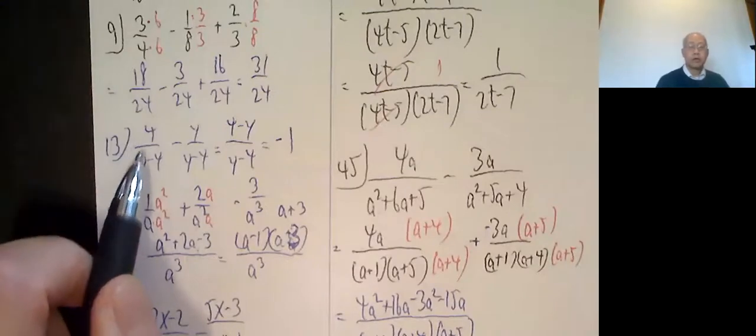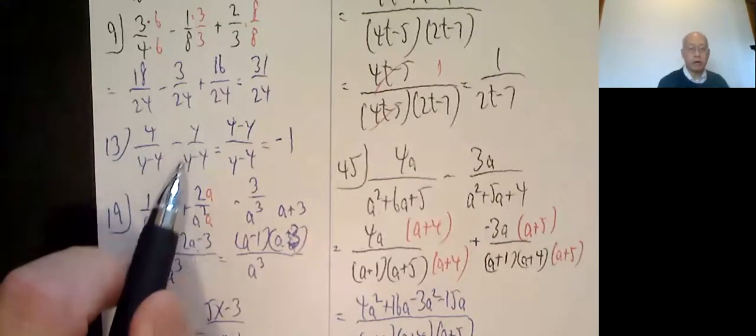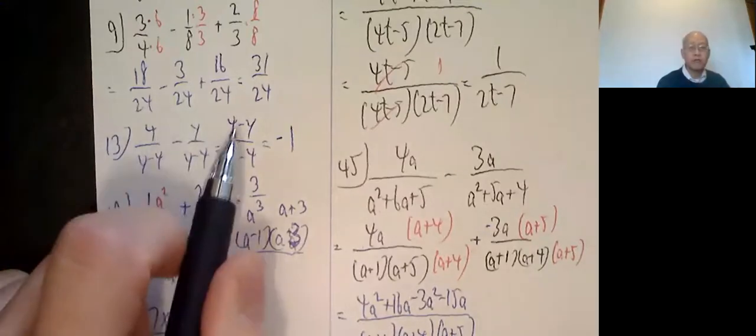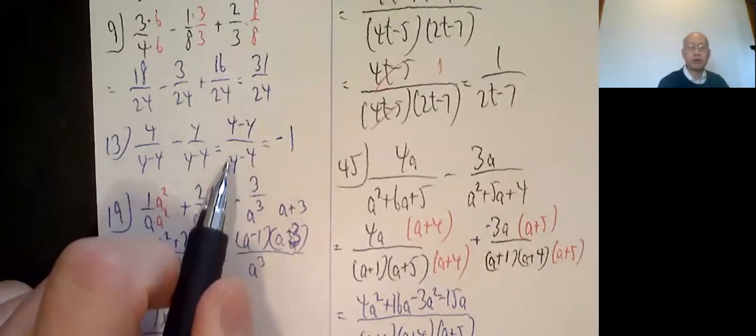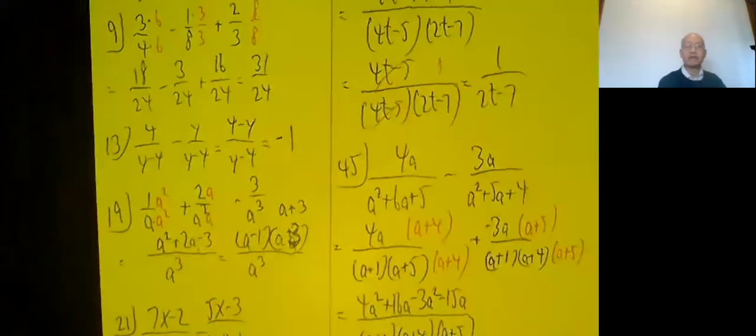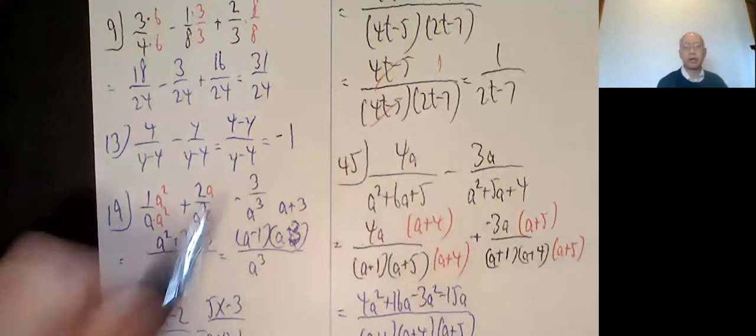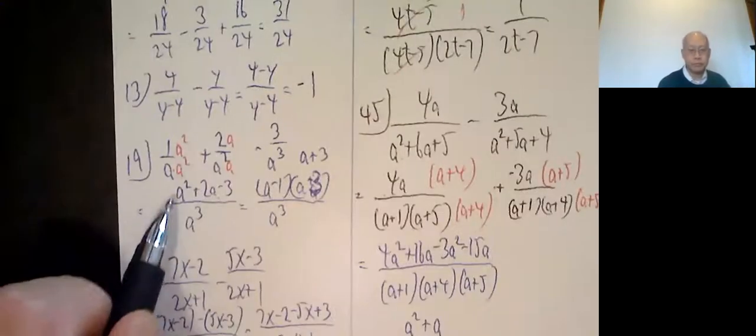13. 4 over y minus 4 minus y over y minus 4. There already is a common denominator, so just combine the top. 4 minus y divided by y minus 4, you might recall that is always going to be negative 1. Okay, so if you ever have a minus b divided by the reverse, b minus a, that's negative 1.